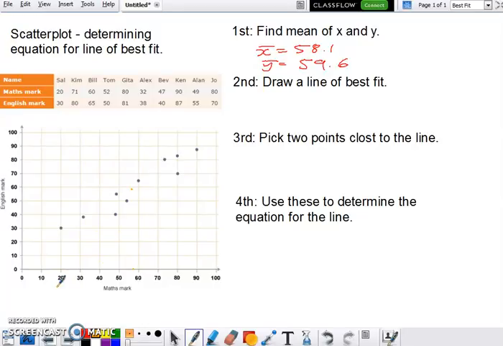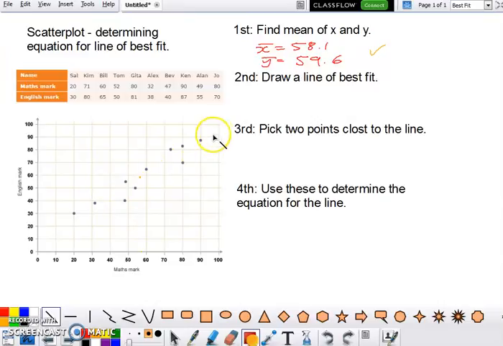Once you've got that, then you draw a line of best fit through that point, and you want half of the data to be on one side of the line, and the other half of the data to be on the other side of the line. That's not left side and right side, it's just half above the line, half below the line. As best as you can. I know sometimes it's pretty difficult. This is the hardest part.